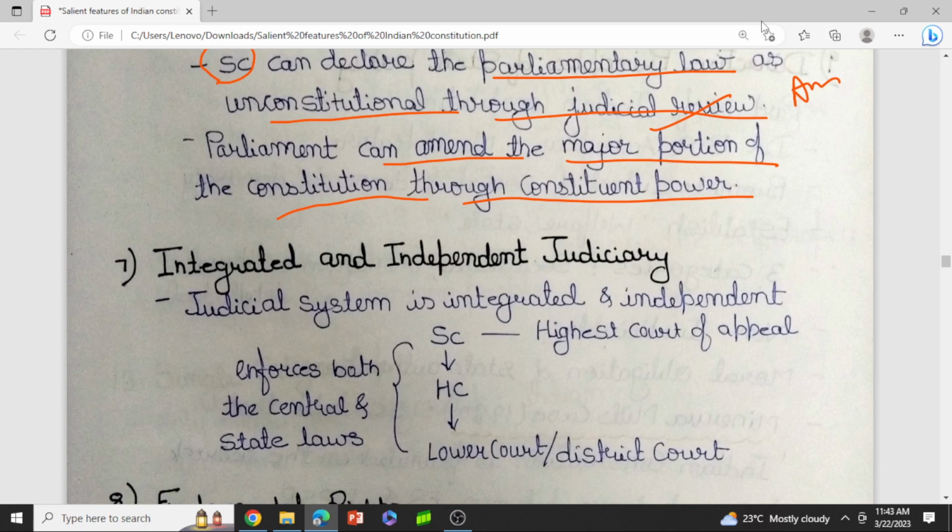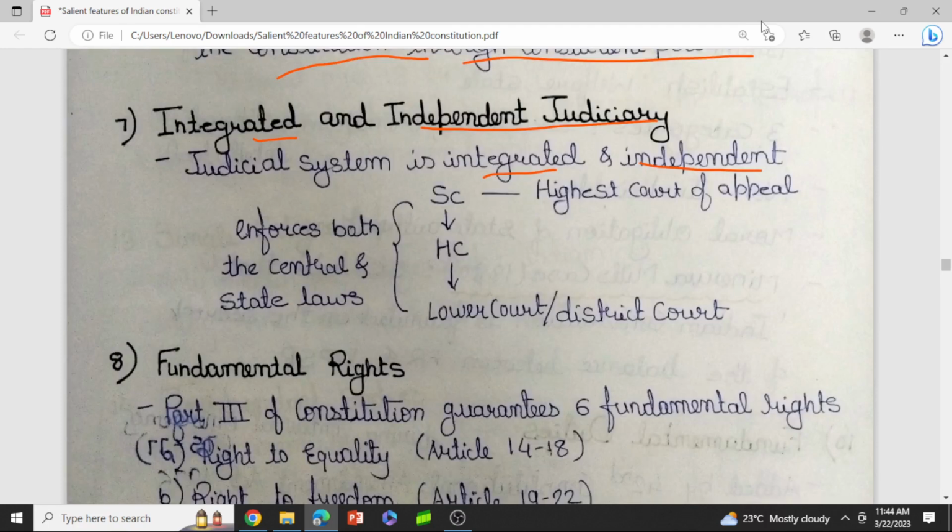Integrated as well as independent judiciary. We have a judicial system which is integrated and independent. Why independent? Because it is not affected by any outside influence. And why integrated? Because for both the center and the state, it is the same system. The Supreme Court, High Courts and lower courts all act integrated with each other, right? That's why we have an integrated and independent judiciary.